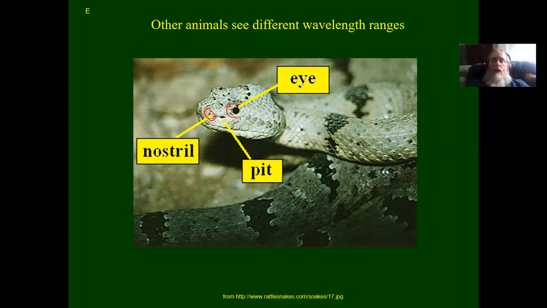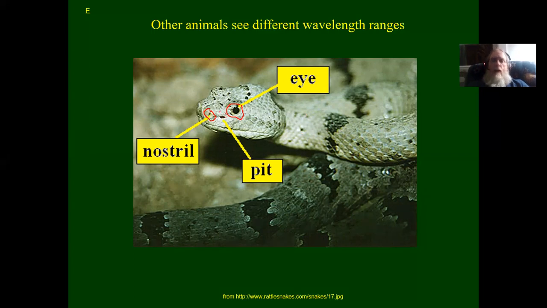There's Lumpy's eye. I don't know much about rattlesnake vision other than the wavelength range is probably pretty similar to ours, although not quite the same. And probably the color vision's not as good. Primates have particularly good color vision compared to most vertebrates, including compared to most mammals, although some birds have significantly better color vision than we do.